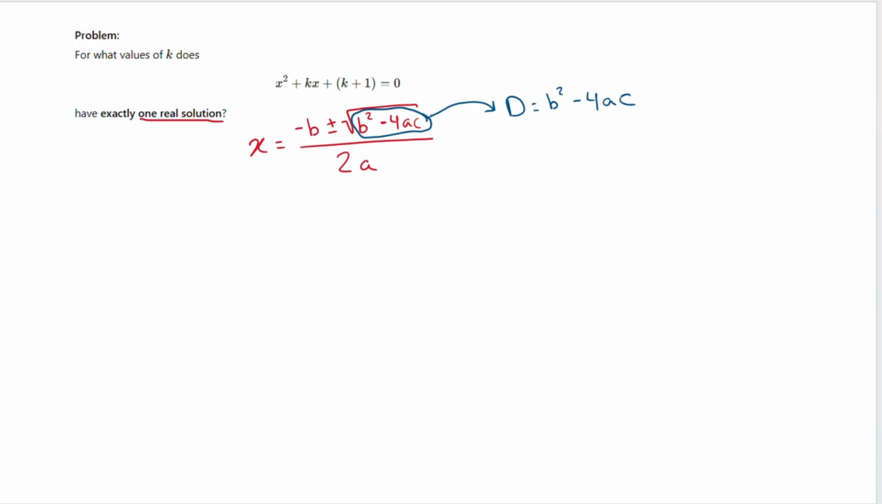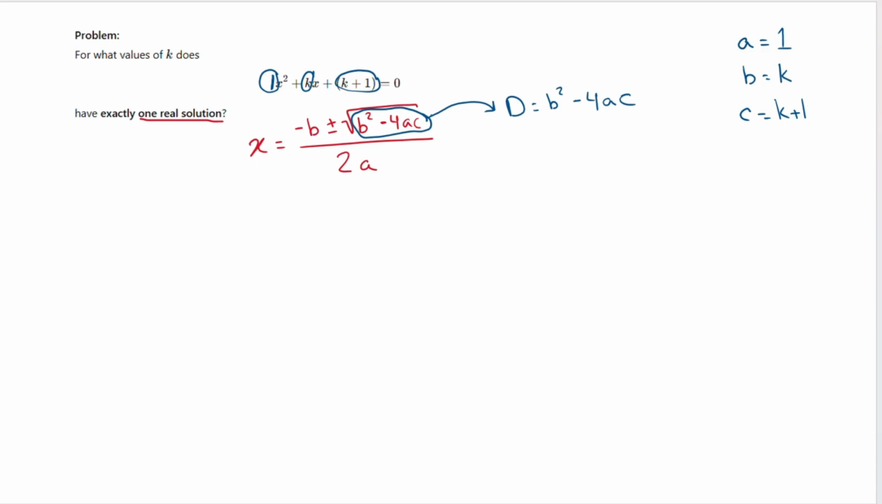So we want to find b, a, and c. What's a? Well, a is the number in front of the x squared term, which in this case is just 1 because there's only one x squared. So a equals 1. What does b equal? b is the number in front of the x term, which is positive k. So b equals k. And c is just itself, which is k plus 1. So c equals k plus 1.